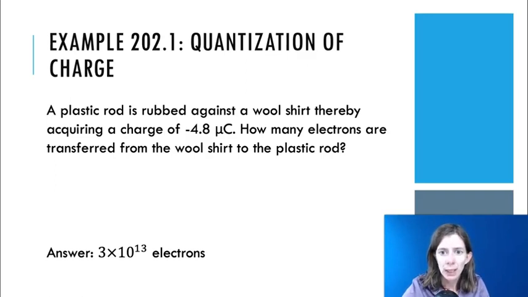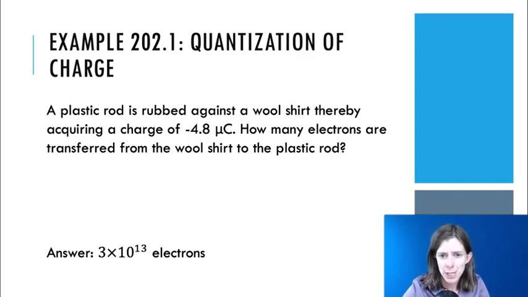So let's look at the problem and we're going to work through it. I'm going to try to guide you through it. And I really encourage you to pause the video every time I ask a question so you can really think about it as we go over the problem. This problem says a plastic rod is rubbed against a wool shirt, thereby acquiring a charge of negative 4.8 microcoulombs. How many electrons are transferred from the wool shirt to the plastic rod?